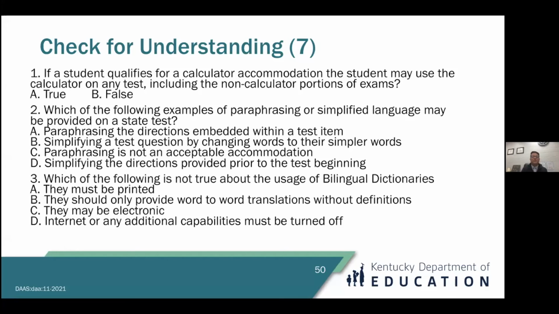Which of the following examples of paraphrasing or simplified language may be provided on a state test? Paraphrasing the directions embedded within a test item, simplifying a test question by changing the words to simpler words. Paraphrasing is not an acceptable accommodation. C, or D, simplifying the directions provided prior to the test beginning. Paraphrasing is no longer an acceptable accommodation in any form or fashion on the test.